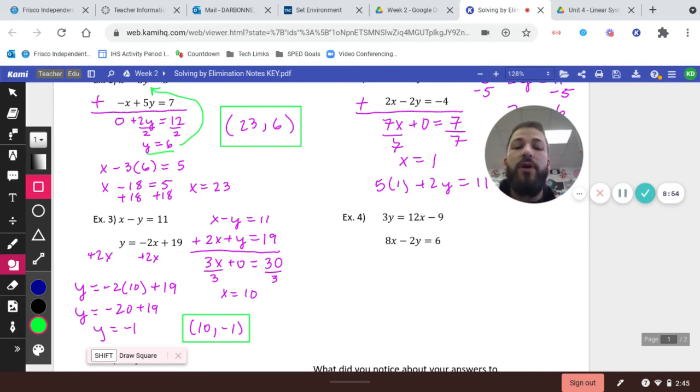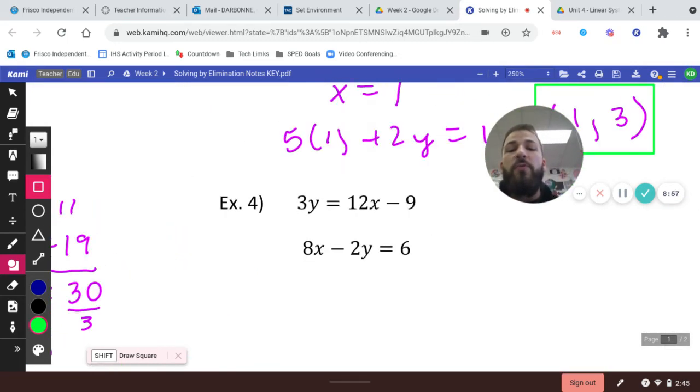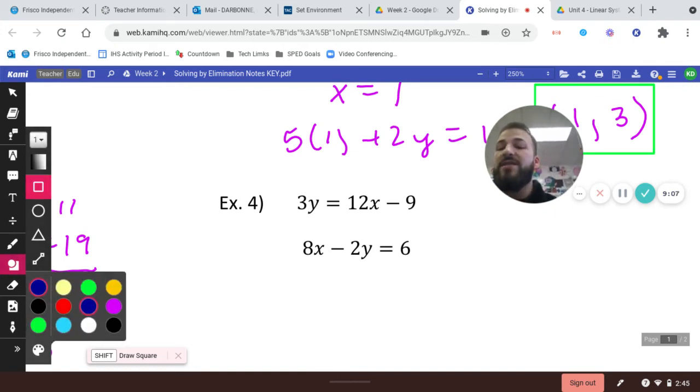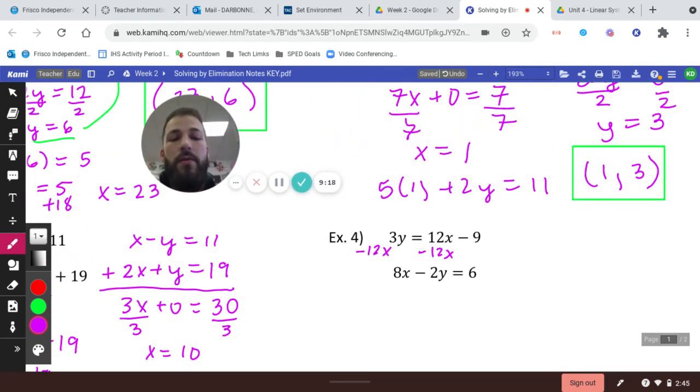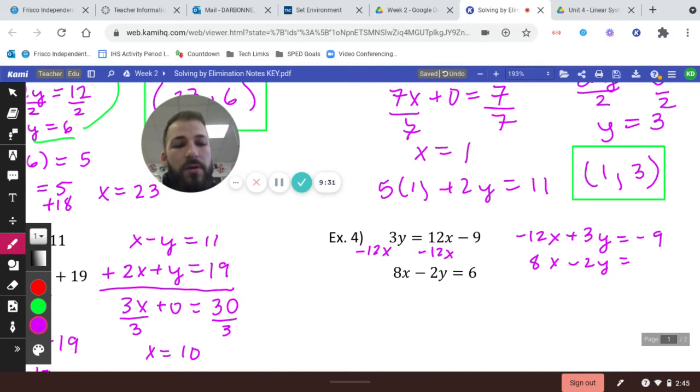Okay, let's look at example 4. So example 4, we have 3y is equal to 12x minus 9 and 8x minus 2y is equal to 6. So right off the bat, we don't have everything lined up, so I got to do that first. So I can move my 12x in my top equation over. So minus 12x minus 12x. So that gives us, for our two equations, negative 12x plus 3y is equal to negative 9. And 8x minus 2y is equal to 6.